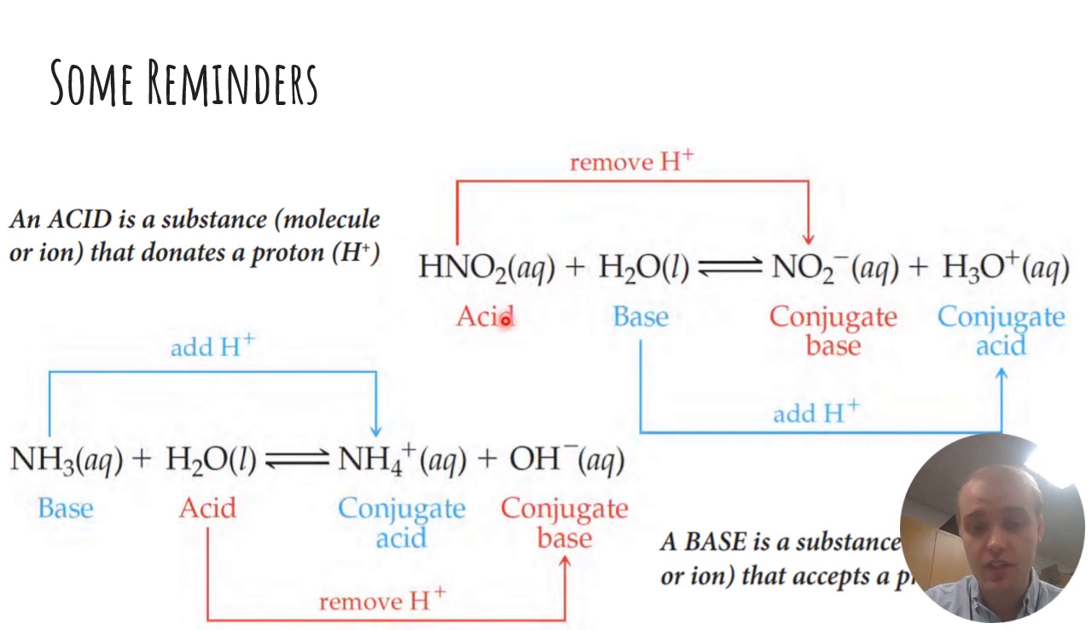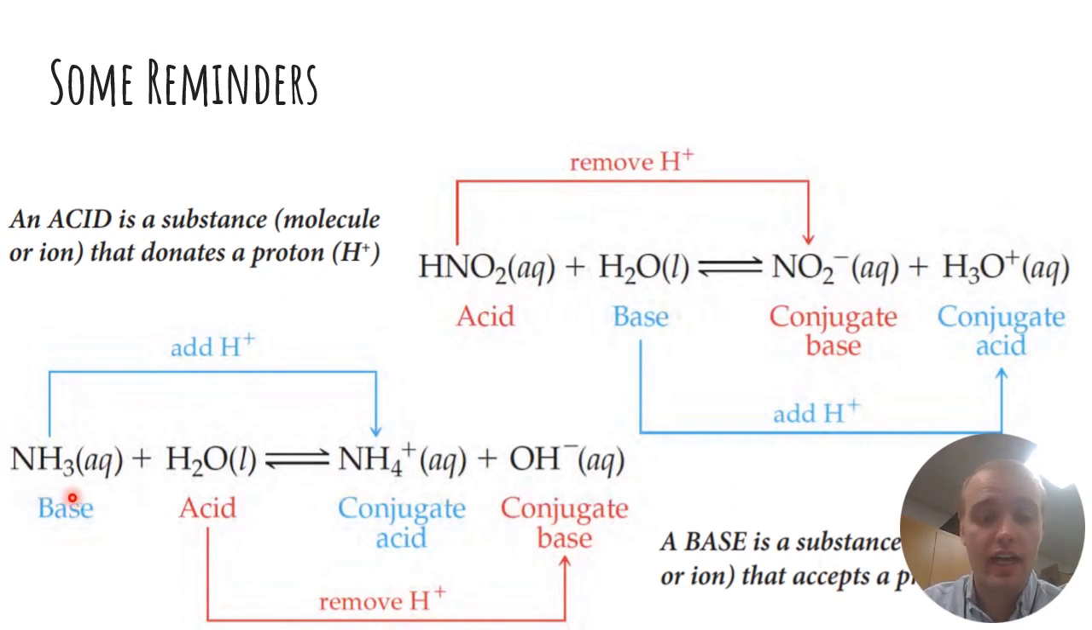For example, right here I have HNO2, which is nitrous acid. And it's giving its proton, giving its hydrogen, to the water. When you do that, you form what's called the conjugate base, which is just the acid with one proton lost, and you take the base and make a conjugate acid, which is the base with one extra proton added. If an acid is a substance that donates a proton, a base is a substance that accepts a proton.